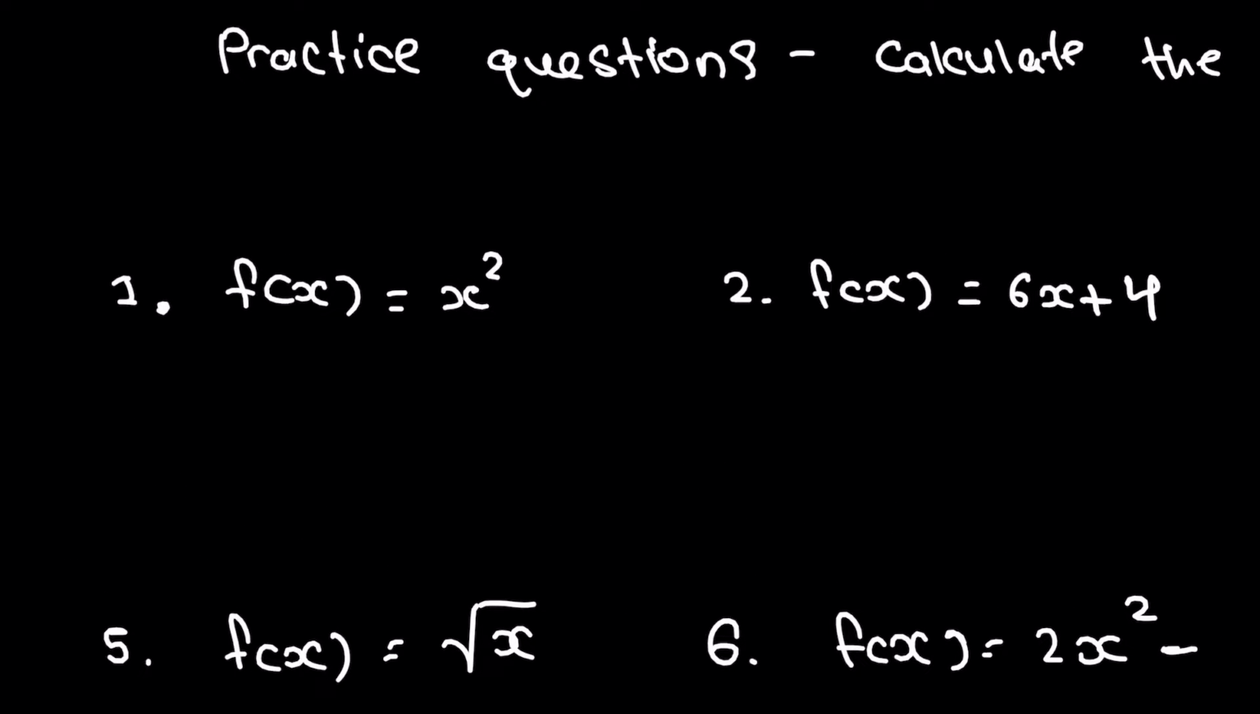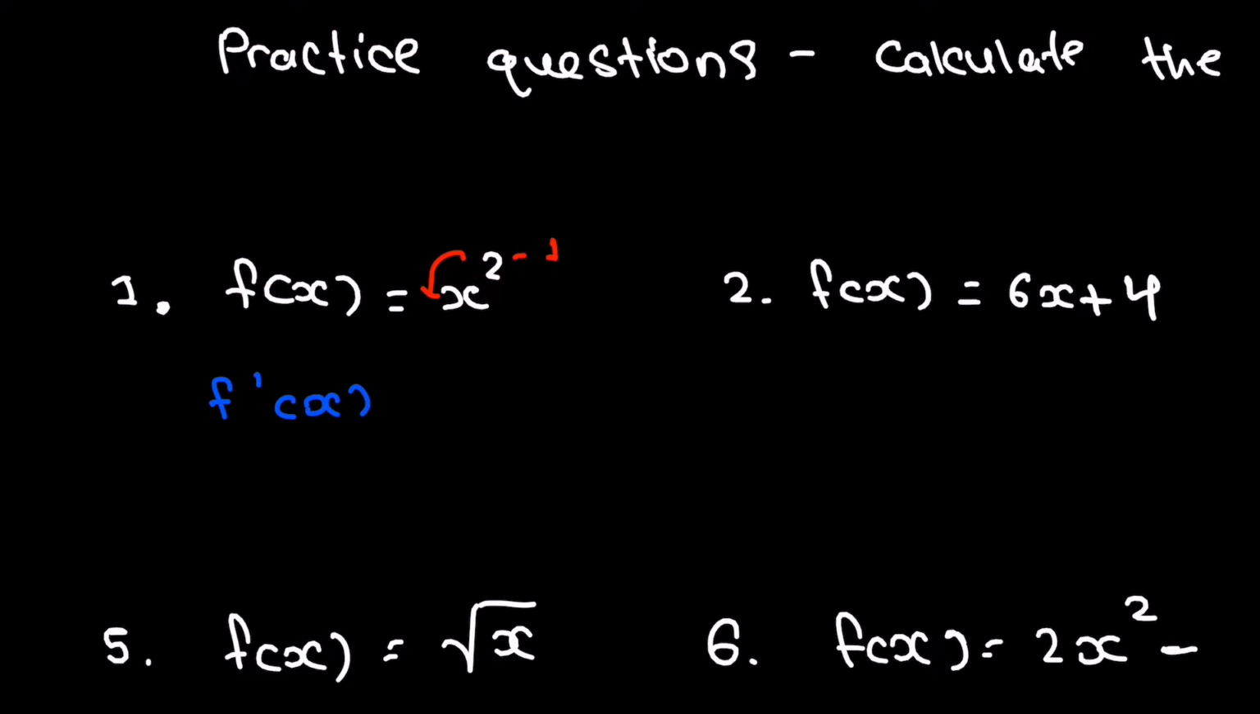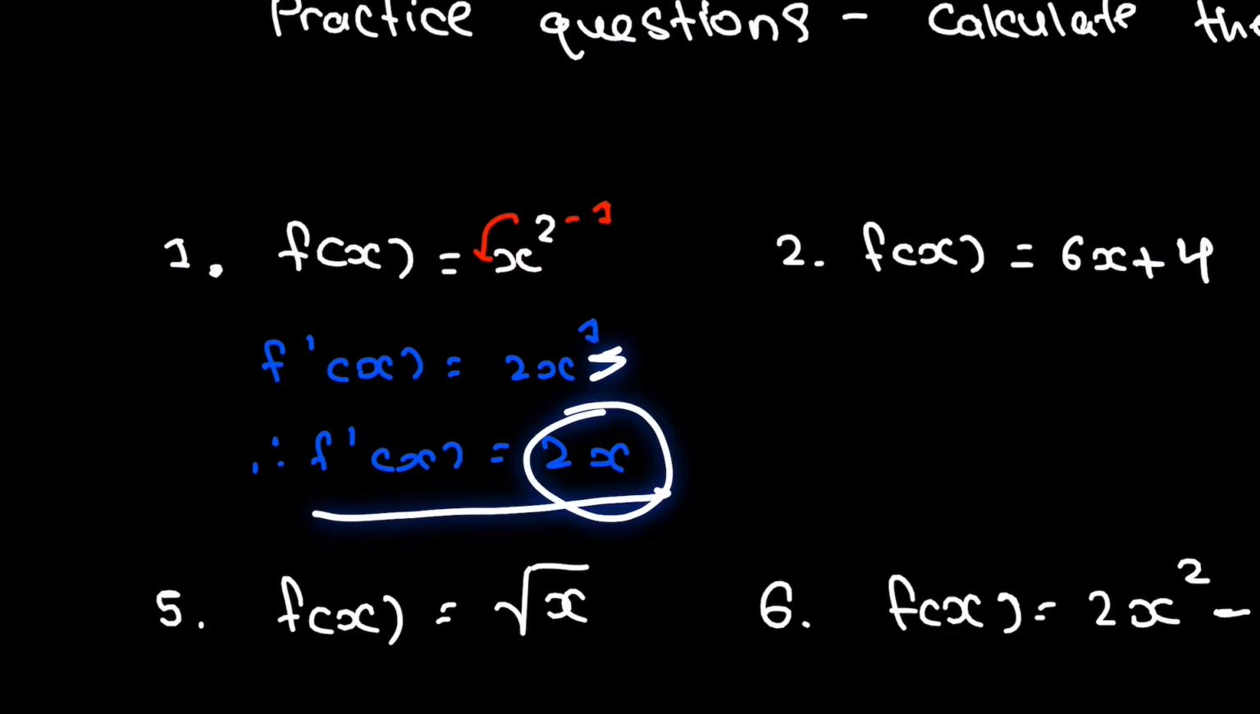We have f of x equal to x squared. We denote the derivative as f dash x, and this is equal to, remember, we bring the 2 to the front, we minus 1 from the index, and this just equals 2x to the power of 1. Therefore f dash x is just equal to 2x, because we generally don't write powers of 1 in maths. So f dash x is equal to 2x, and this is your derivative right here.